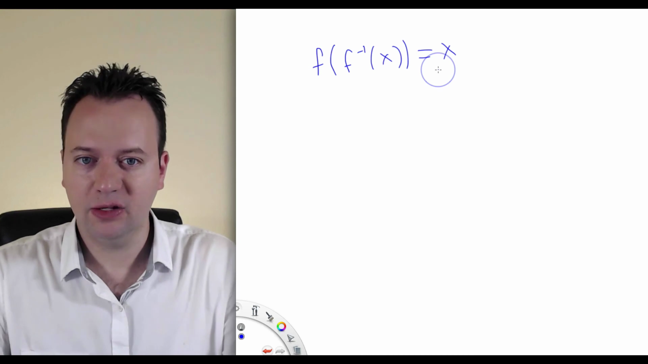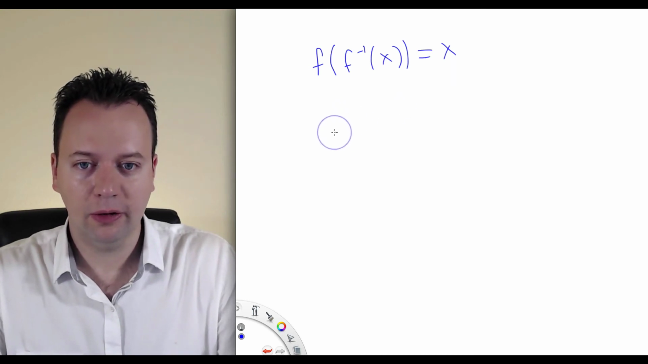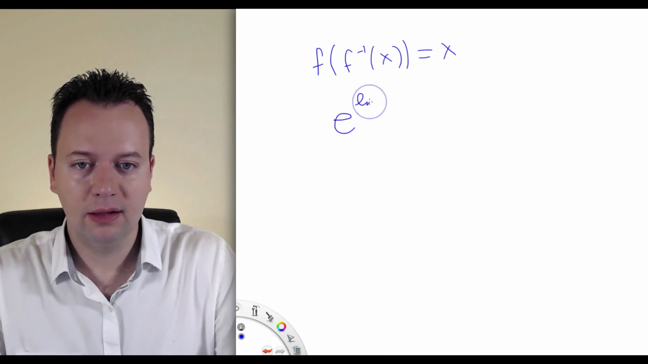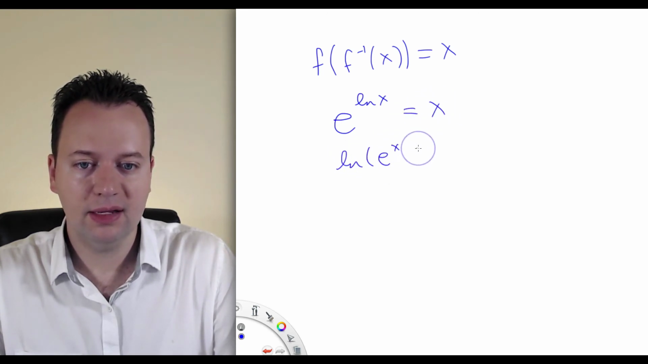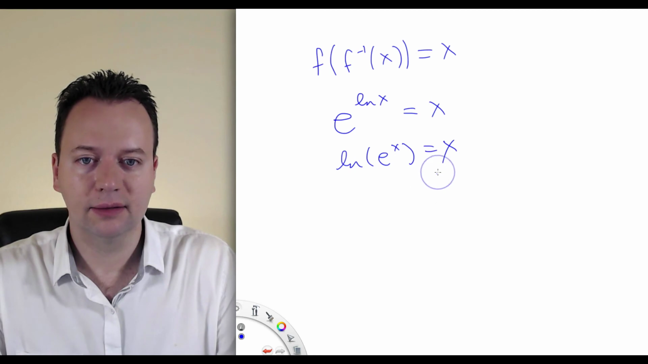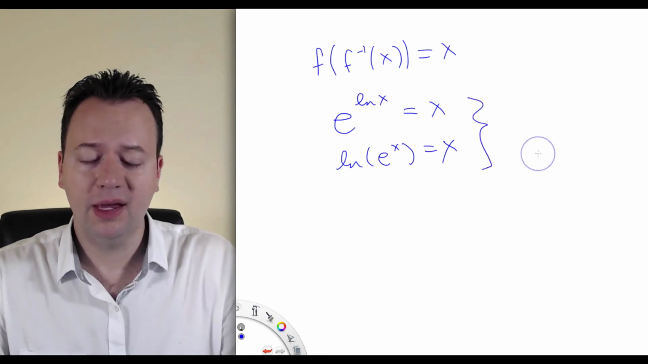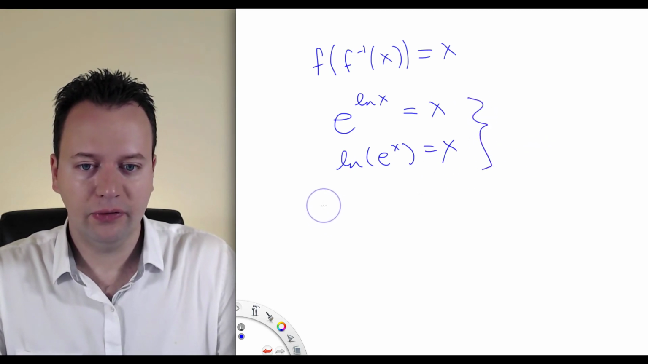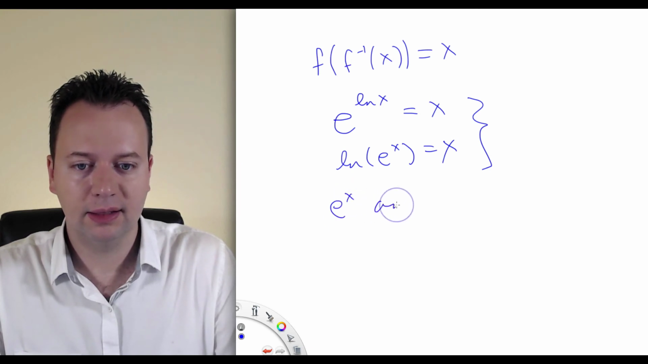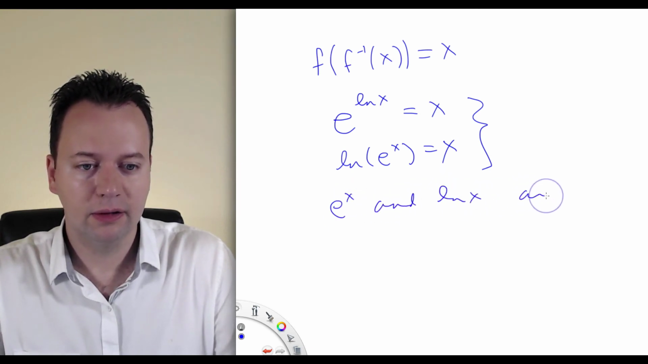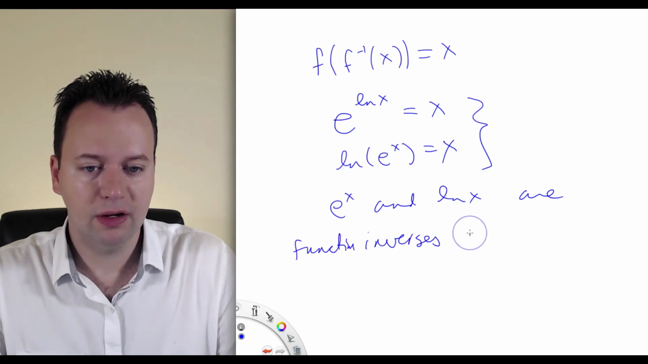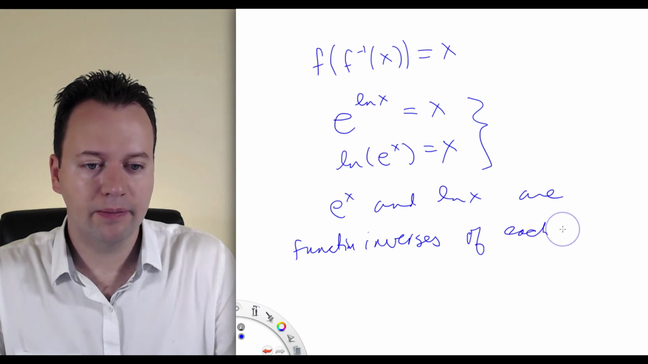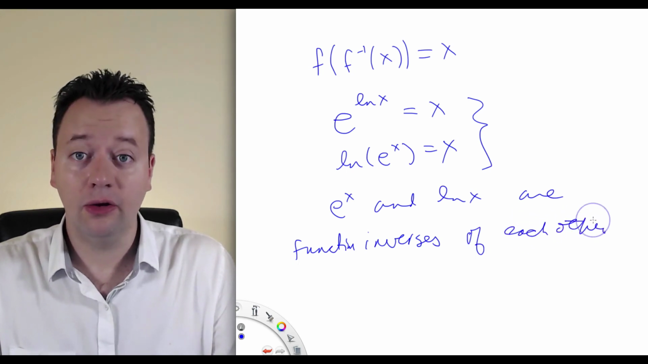Now we've seen this before. We saw some properties with logarithms. We saw that e to the ln of x is equal to x, and ln of e to the x is equal to x. So this basically implies that the two functions e to the x and ln of x are inverses of each other. And this means the functions are inverses of each other. One undoes the other one, right?